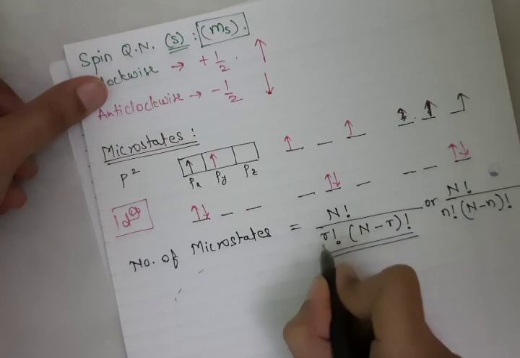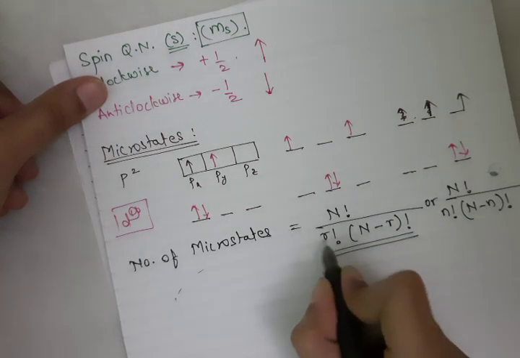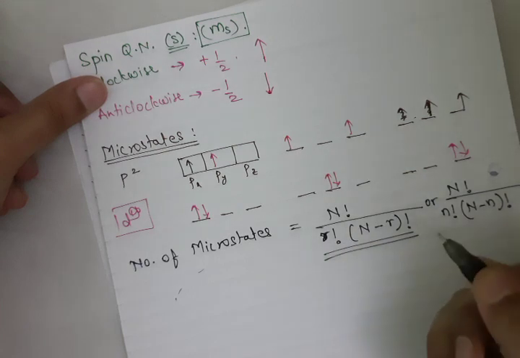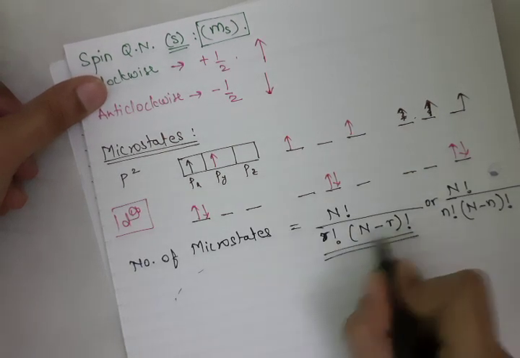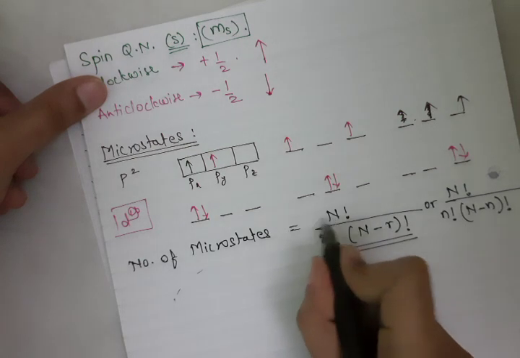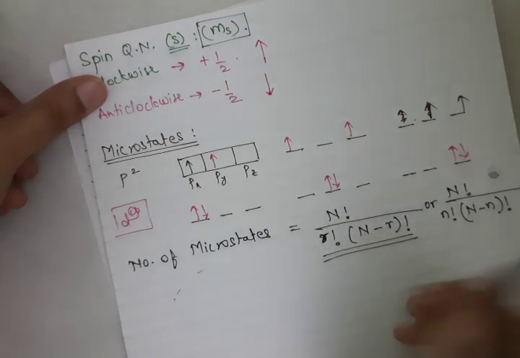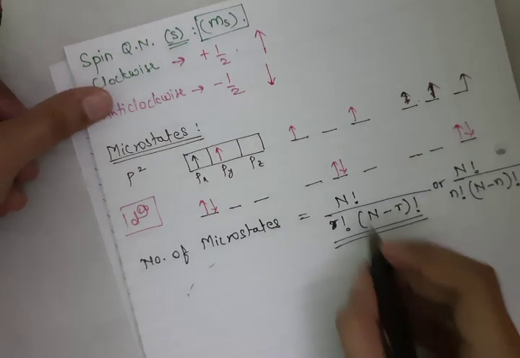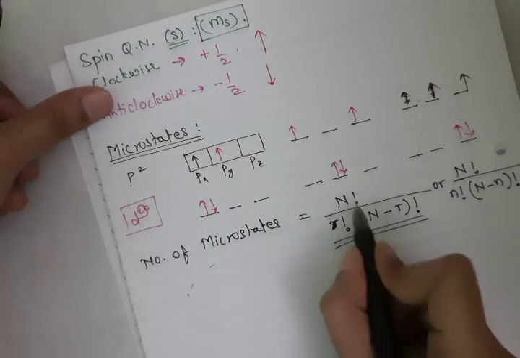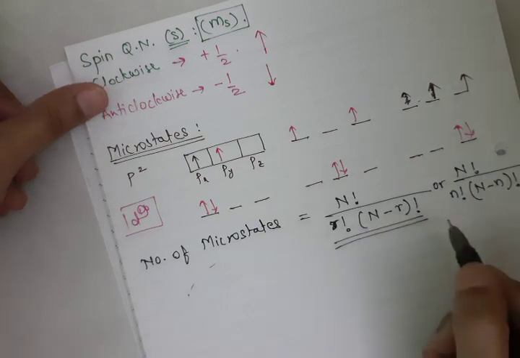You can take this as x or y, whatever you want, but take this correctly. You can write any letter x, y, z, but you should know what is meant by this n and what is meant by this letter r or x or y or z, whatever it may be. Okay, so I am using this formula, n factorial upon r factorial, n minus r factorial.